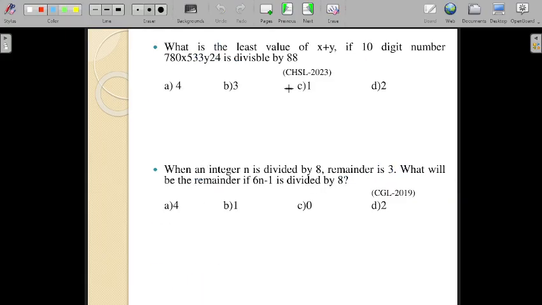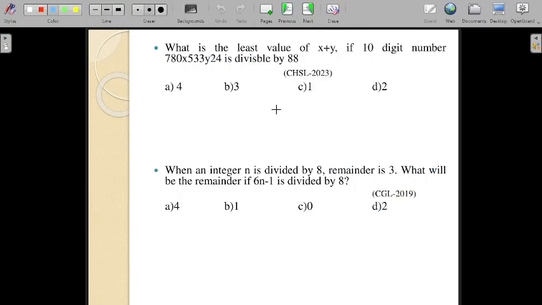Next, see this question. What is the least value of x plus y if the 10-digit number 780x533y24 is divisible by 88? This question was asked in CHSL 2023. Here we need the least value. 88 means it is 8 into 11. 8 means 2 cube.